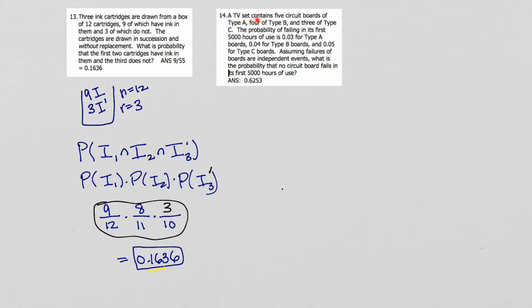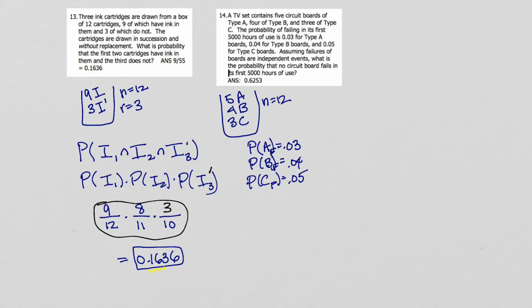Now, we've got a TV set that contains 5 circuit boards of type A. You know what, let's see if we can summarize this. What we have is we've got 5 A-type boards, 4 B-type boards, and 3 C-type boards. So all together in here, we're going to have 12 boards. And now, we're given that the boards are independent. That means if one of them fails, it has no effect on the other. So what's the probability that no circuit board fails?